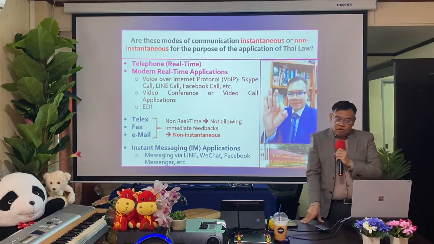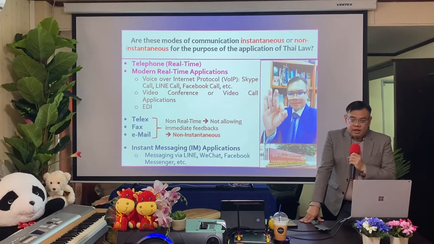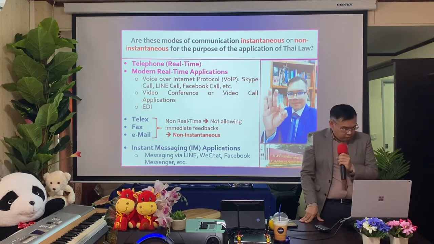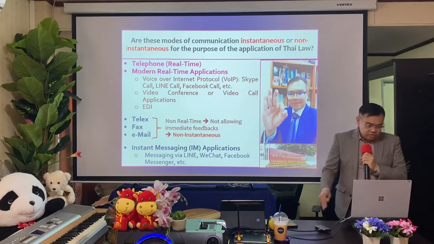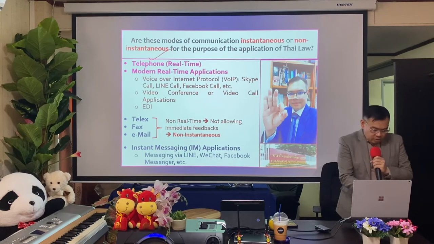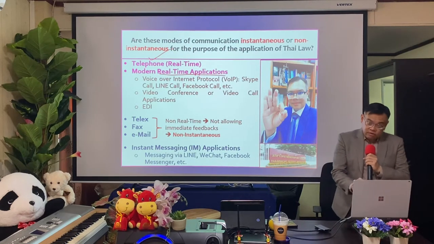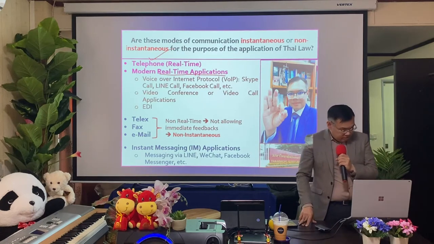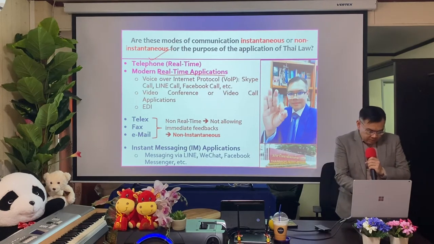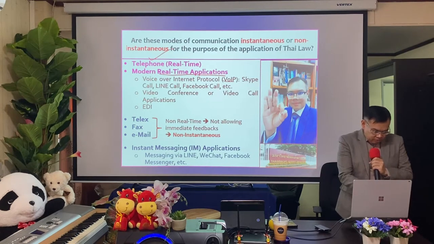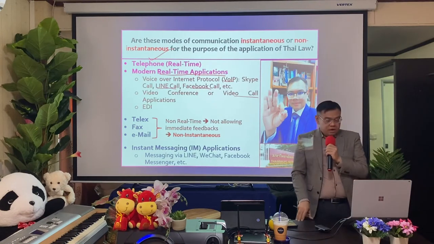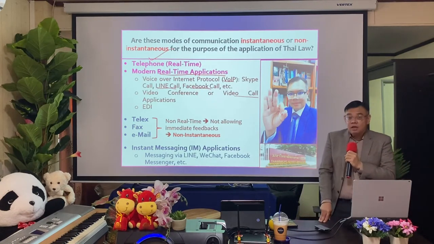As I have brought to attention, it covers the declaration of an intention in an instantaneous mode, including the use of the telephone and the use of real-time applications in our modern days, including VoIP, voice over internet protocol, and the use of video conference or video call, or live call, Facebook call, something like that. So this is what we have seen.